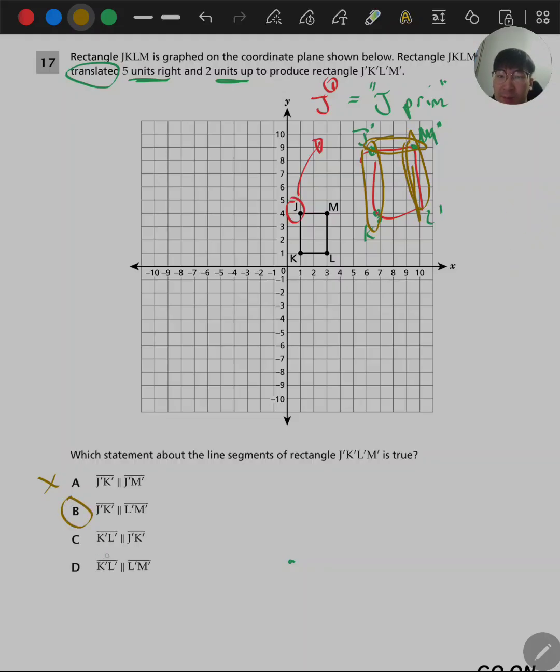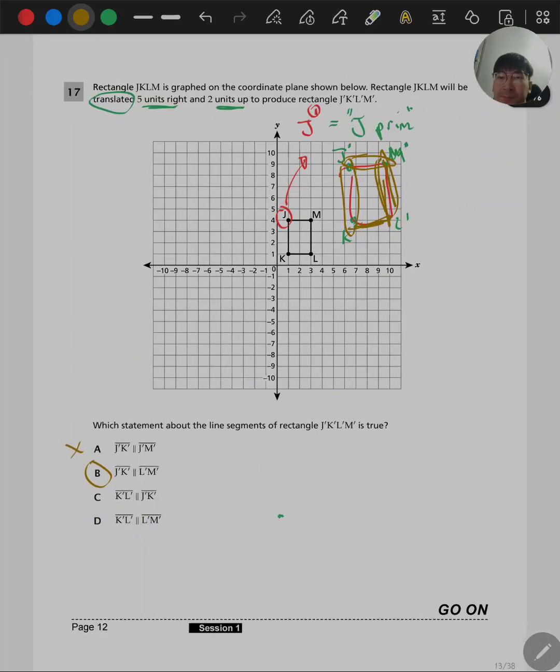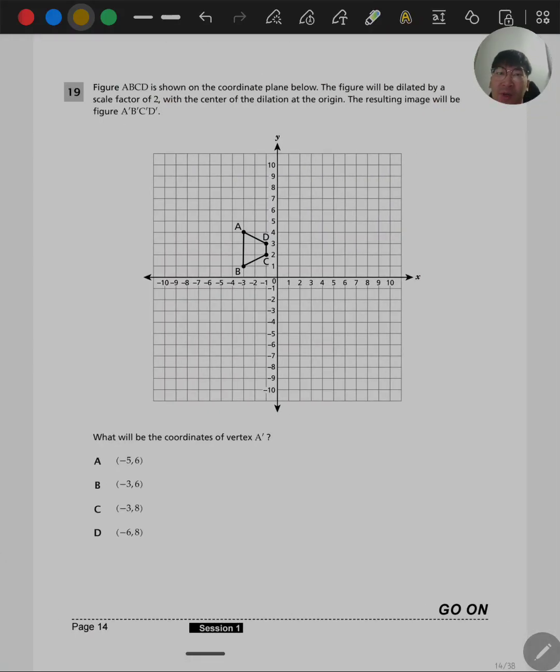K prime to L prime is this, to J prime to K prime, that's also perpendicular. K prime to L prime, that's this piece, right? And to L prime to M prime, that's perpendicular, so no. So that's gonna be B. Okay, next. More geometry. Okay, great.